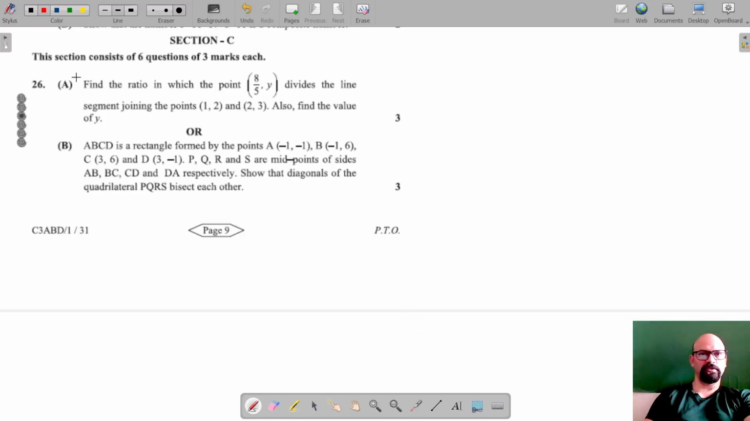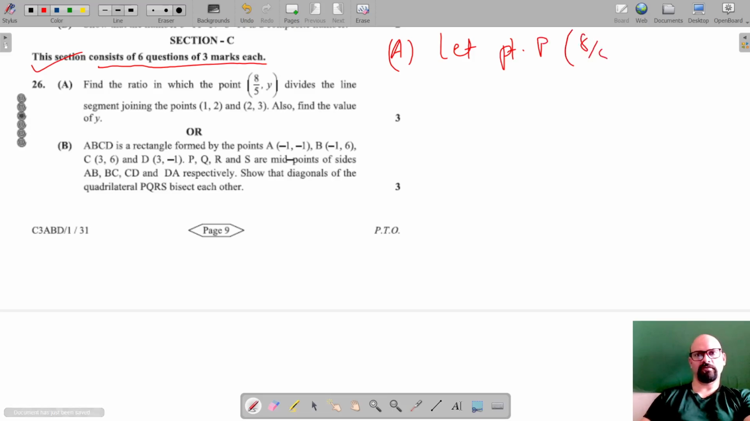Okay, for section C, this section consists of 6 questions of 3 marks each, and we are going to solve both the parts. So let's start with part A. It's given that we have to find the ratio in which the point (8/5, y) divides the line segment between the points (1, 2) and (2, 3). So let this be point P, (8/5, y).